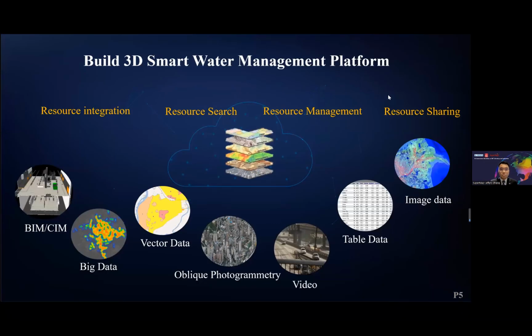So how to build the 3D smart water management platform? The first base platform is to process the data. For the water conservancy data, we have different types. We have building information modeling, we have BEAM data, we have vector data, and also some data from the UAV. And currently, we also have some data from video and even from some attribute tables, some certificate documents, and some satellite imagery. The final target is to manage all the data in one platform.